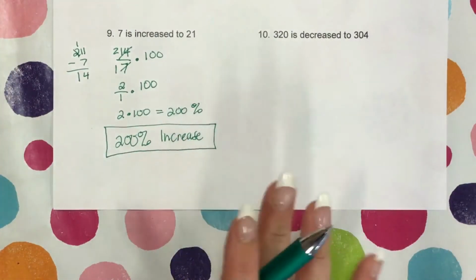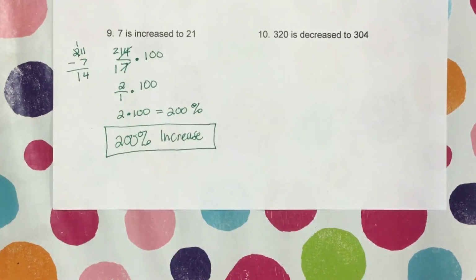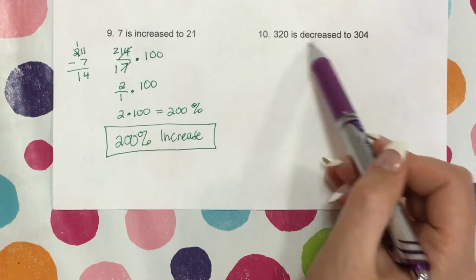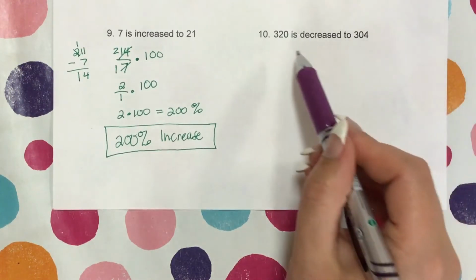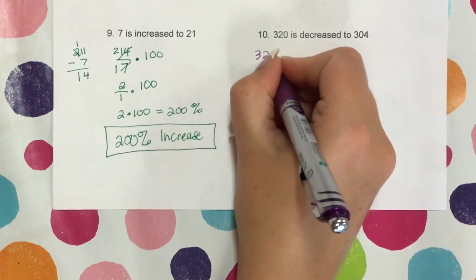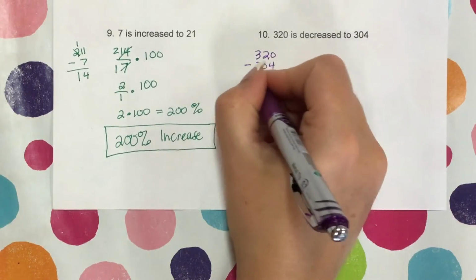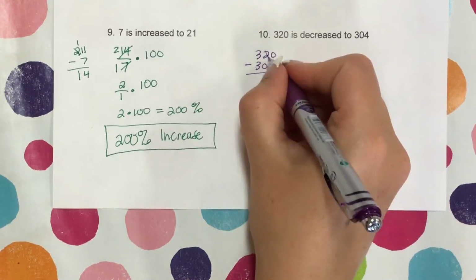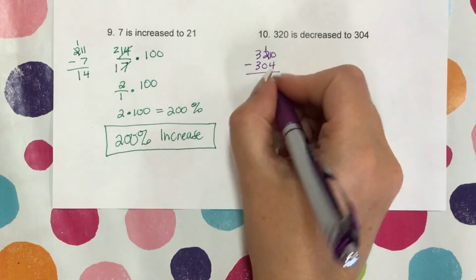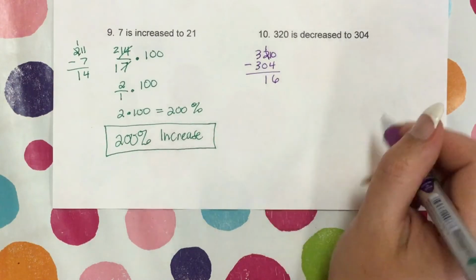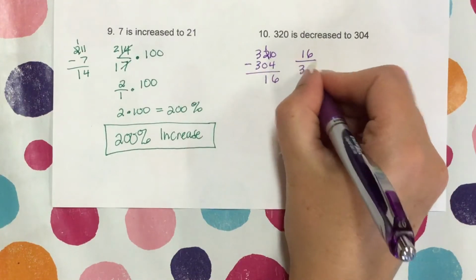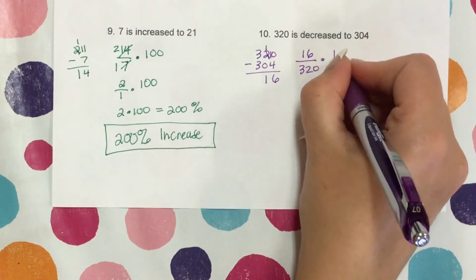All right, let's go ahead and look at the last one, problem 10. Problem 10 says we start with 320, which is decreased to 304. So the first thing we need to determine is what is the amount of change. So we're going to go 320 minus 304. We need to borrow here, making that a 1 and that a 10. 10 take away 4 is 6. 1 take away 0 is 1, and 3 take away 3 is just 0. So the amount of change is 16 over the original amount, which is 320. And we're going to multiply that by 100.